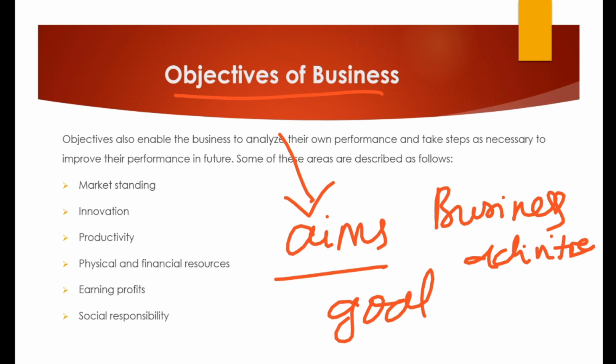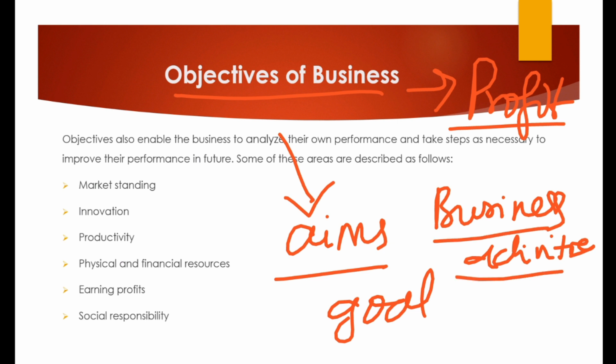Whatever they are investing, they want something out of it. So that can be their objective. The main objective of every business is profit, making profit out of business. But there are also different types of objectives which a business wants to achieve by performing business activities. Let us understand them one by one.